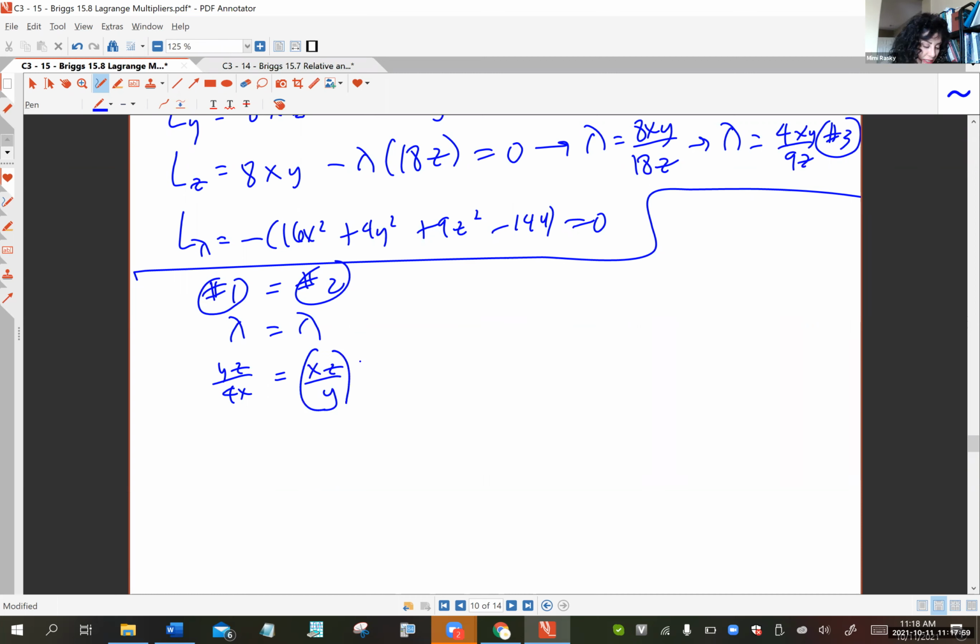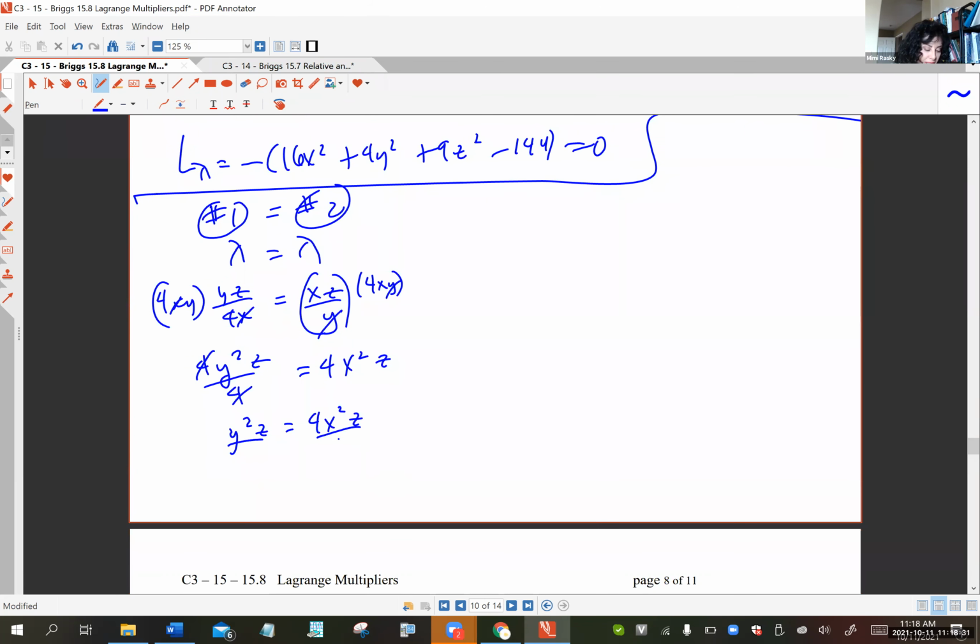I'm going to multiply both sides of the equation by 4xy in order to clear fractions. Okay, and then reduce. The y's cancel over here, and on the left, the x's cancel. So on the left, I'm going to have 4y squared z over 4. The 4's cancel, that's nice. Over here, I'm going to have 4x squared z. So what do I have? I have y squared z is equal to 4x squared z. Well, assuming z is non-zero, divide out by z. So you get rid of him. And then I get y squared is equal to 4x squared.